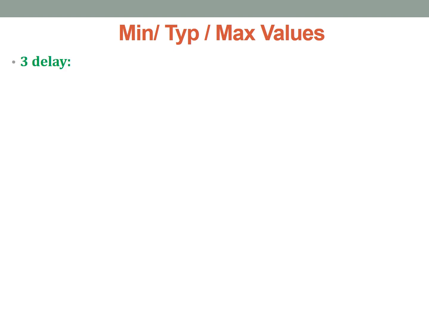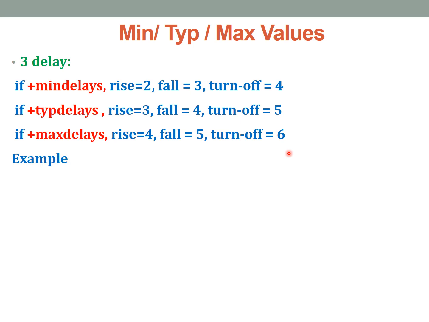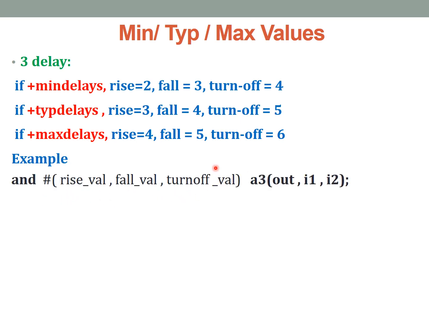Now let's take a 3 delay example. So under 3 delays, we know all the 3 delays, that is rise delay, fall delay and the turn off delay, have their values mentioned. So under 3 cases, that is minimum, typical and maximum, 3 values are mentioned. We know how a 3 delay is specified by writing all the 3 values. So this was an example with single values. Now the same example splits into 3 cases.